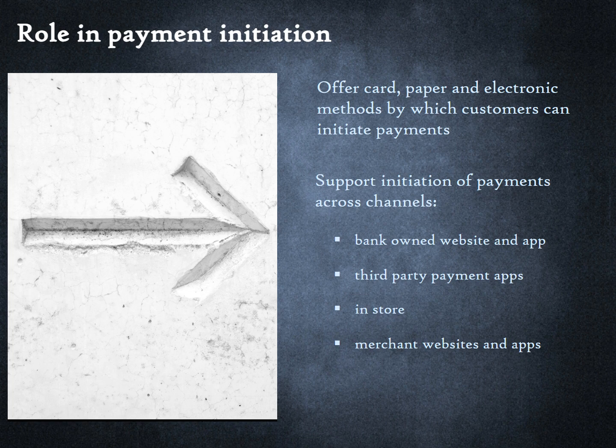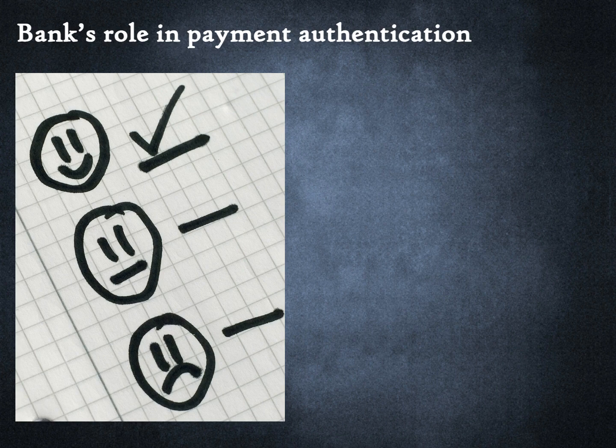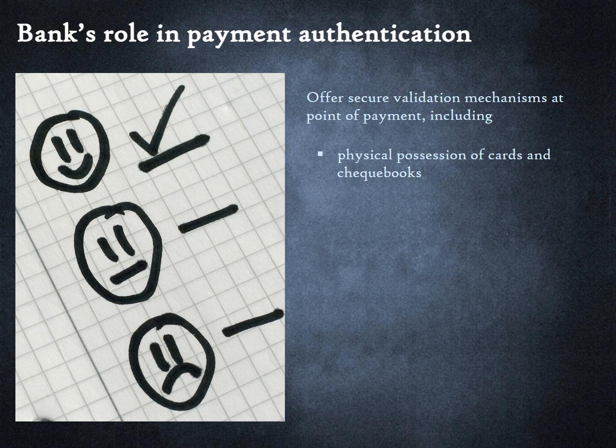Business customers may want to initiate payments directly from their enterprise applications. For example, a customer may send a payroll file directly to the bank from its payroll system. Next, coming to authentication, banks offer multiple ways to ensure that only authorized individuals with sufficient funds are initiating payments. These include proofs of physical possession, knowledge of passwords and PINs, as well as inherent characteristics like biometrics.